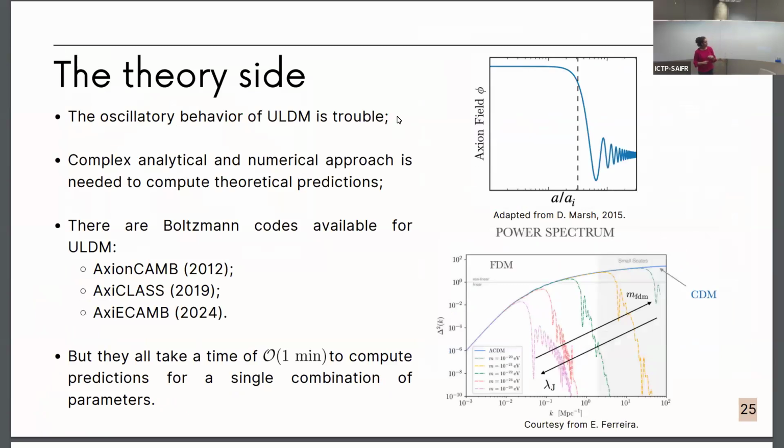And on the theory side, as I said, the ultralight dark matter field will oscillate, and the oscillations are trouble because it's hard when the oscillations become fast. It's very hard to model analytically and very difficult to treat numerically. So the computations needed to compute the cosmological observables for these models are very difficult to do.